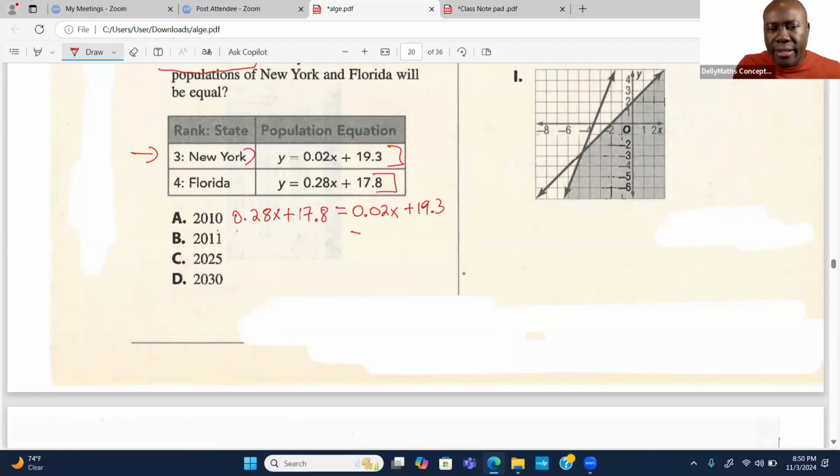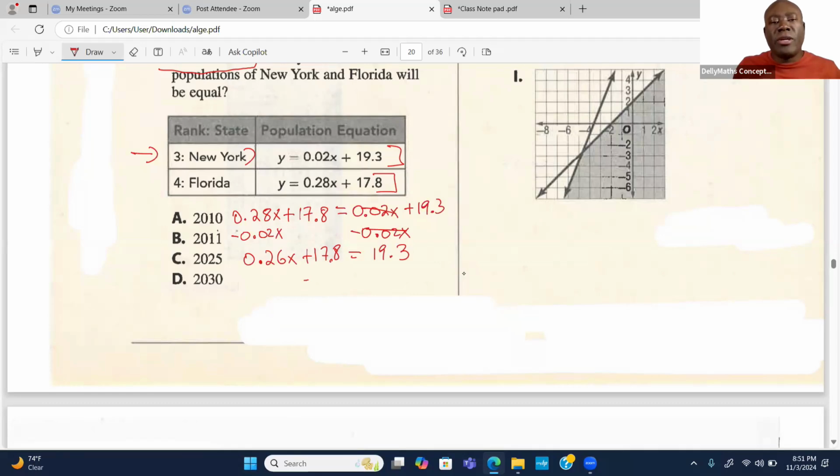So let us subtract 0.02x from both sides, collecting my like terms here. So when we do that, we're looking at 0.26x, we have plus 17.8, and this is 0 over here, so we have 19.3.